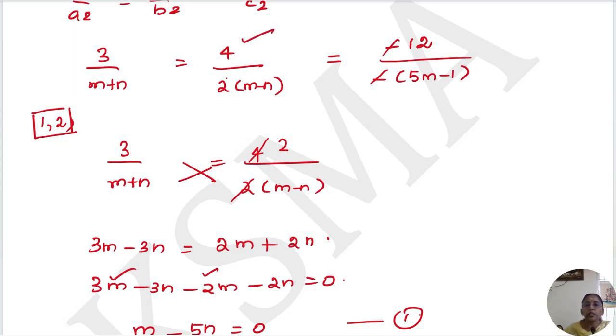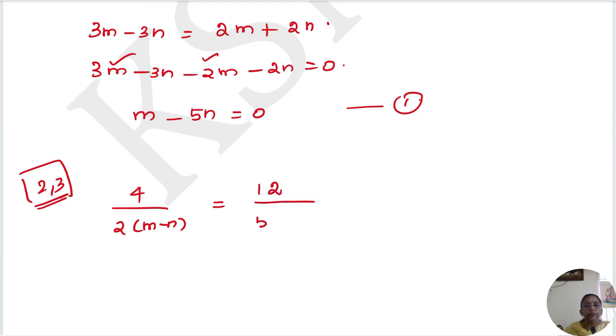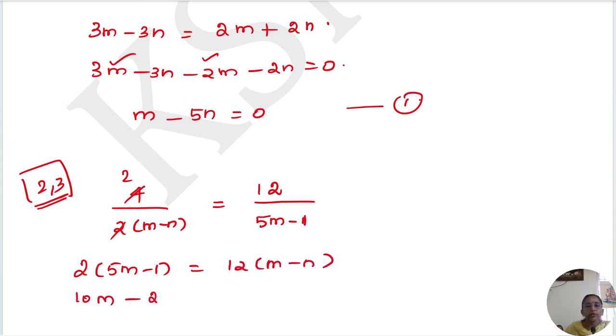Now we are going to consider the second and third items. So 4 divided by 2 times (m minus n) is equal to 12 divided by (5m minus 1). Now you can cancel and then do your cross multiplication. So 2 times (5m minus 1) is equal to 12 times (m minus n). So 10m minus 2 minus 12m plus 12n is equal to 0.